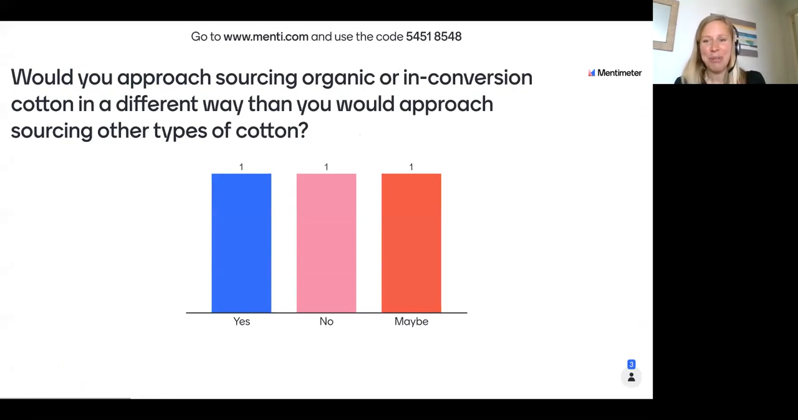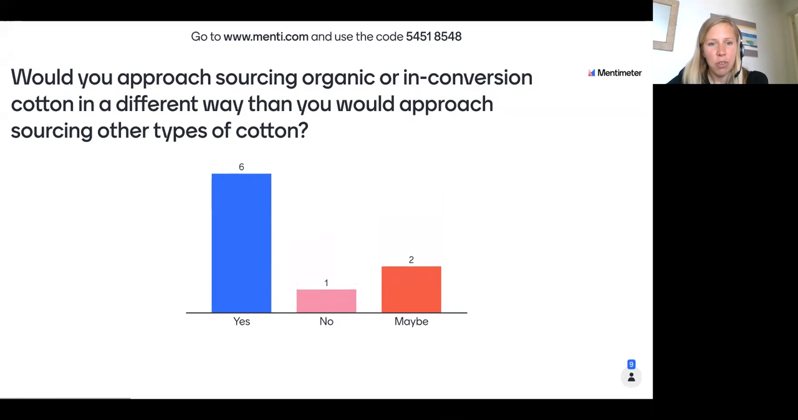Great. So the first, someone's already started answering it. The first Mentimeter is: would you approach sourcing organic or in conversion cotton in a different way than you would approach sourcing other types of cotton? This is really to try and understand a bit more about whether you treat organic or in conversion cotton differently to how you might treat other cottons.